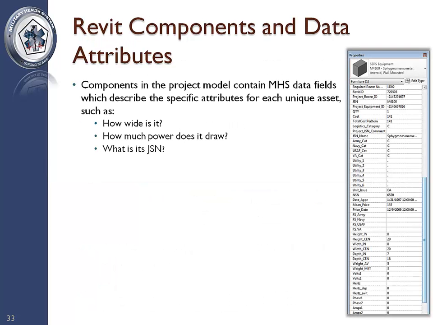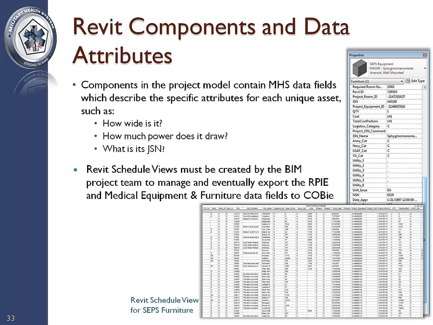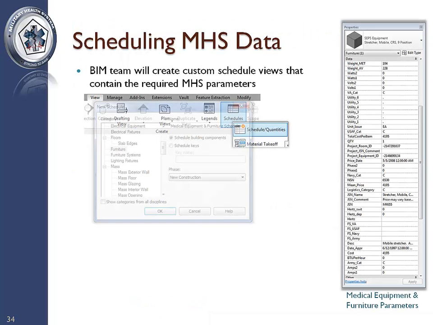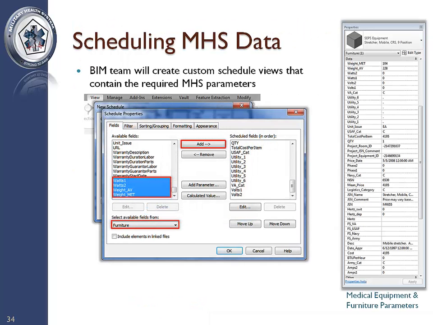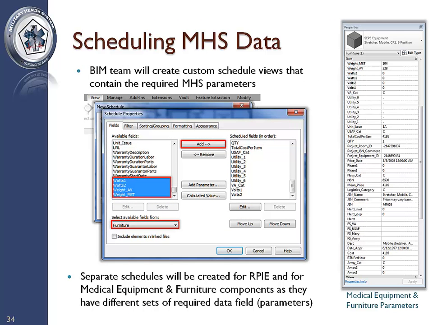Components in the project model contain MHS data fields which describe the specific attributes for each unique asset, such as how wide is it, how much power does it draw, what is its JSN. Revit schedule views must be created by the BIM project team to manage and eventually export the RIPI and medical equipment and furniture data fields to COBie. The BIM team for an MHS project will create custom schedule views that contain the required MHS parameters. Separate schedules will be created for RIPI and for medical equipment and furniture components as they have different sets of required data fields.